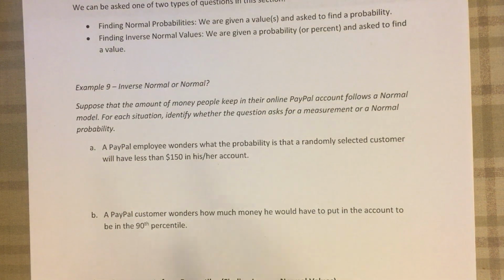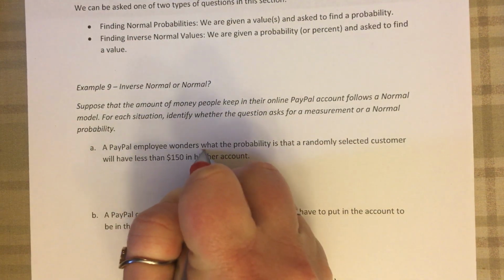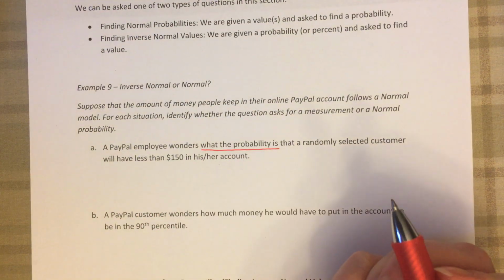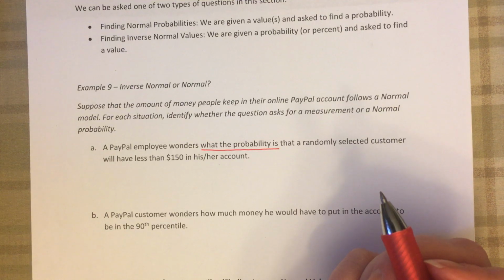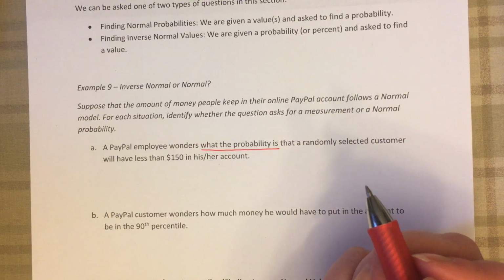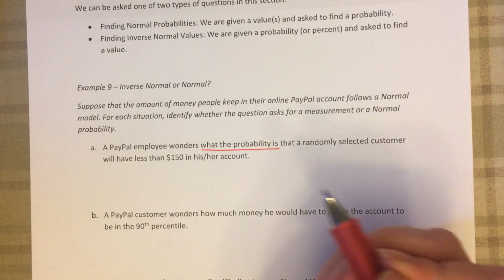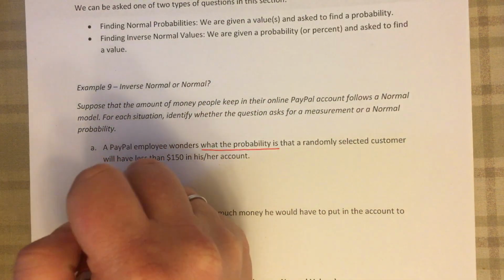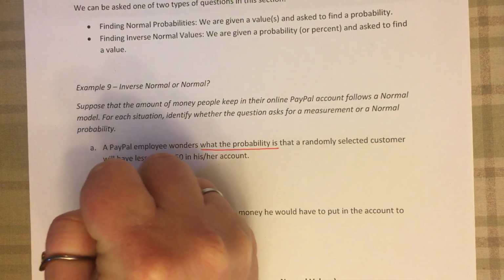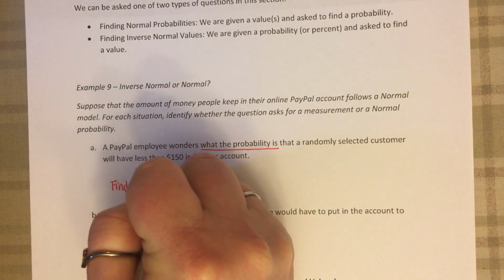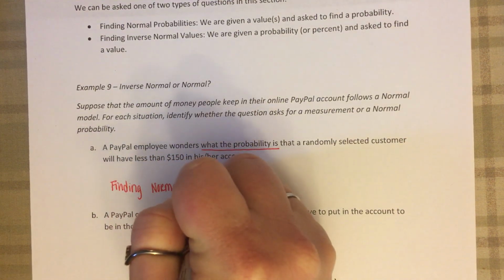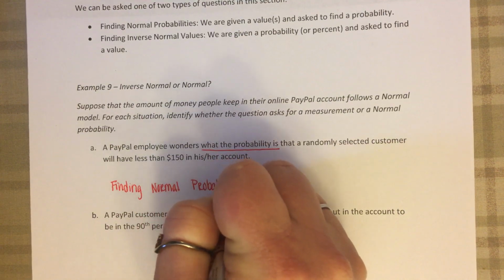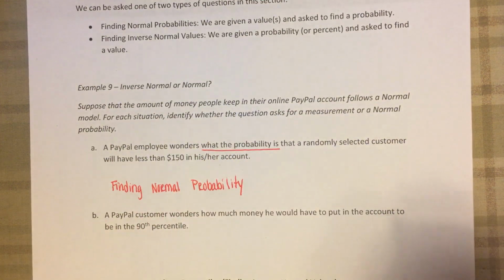Right, so looking at this one, we are asked for a probability. What is our probability? This is just like the problems that we have done so far. So if we were given a mean and we were given a standard deviation, we could draw a sketch and find our probability just like we did in every example previously in this section. So this is an example of finding normal probabilities. We are given a value and we are asked to find a probability.